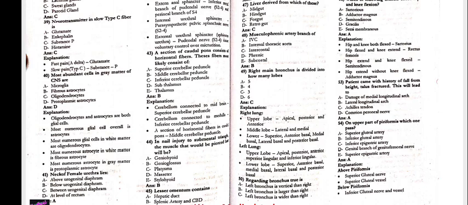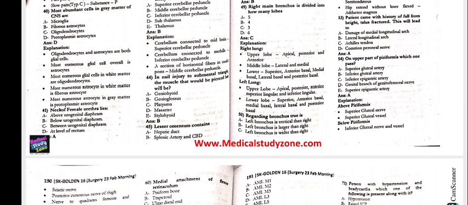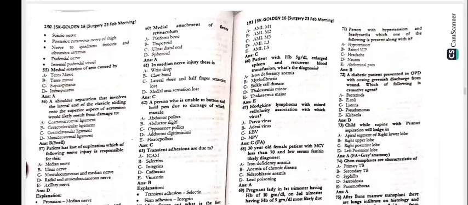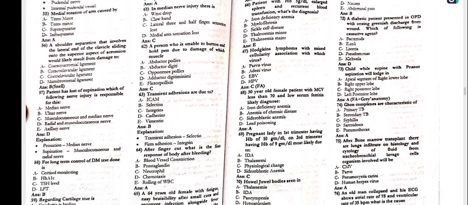53. Patient came with the history of fall from height, talus fracture. This will lead to the damage of the medial longitudinal arch. 54. On upper part of piriformis, which one will pass? That is superior gluteal artery. Next, 55. The medial rotation of arm is caused by the teres major. 56. A sudden separation that involves the lateral end of the clavicle sliding onto the superior aspect of acromion would likely result from damage to the coracoclavicular ligament.